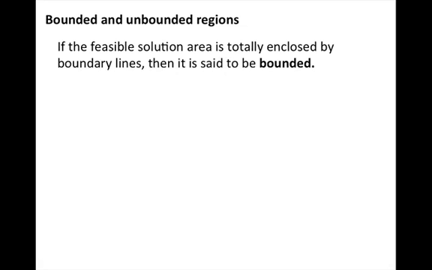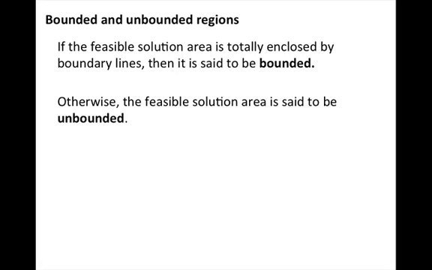One other topic I want to cover is bounded and unbounded regions. If the feasible solution area, and we'll discuss this later, is totally enclosed by boundary lines, then it's said to be bounded. Otherwise, the feasible solution area is said to be unbounded. If there's a part of that solution area that's not enclosed by a line, then the solution area is unbounded.